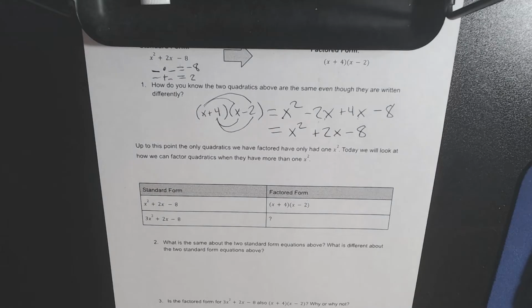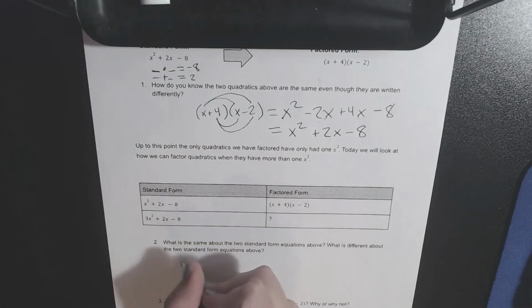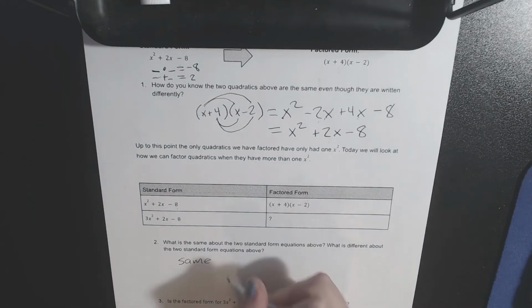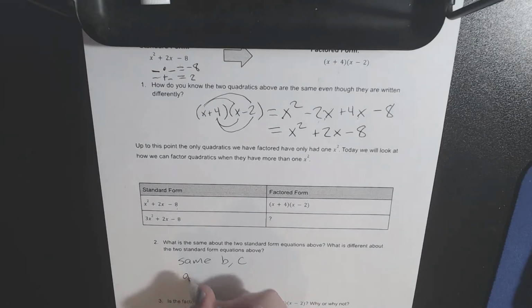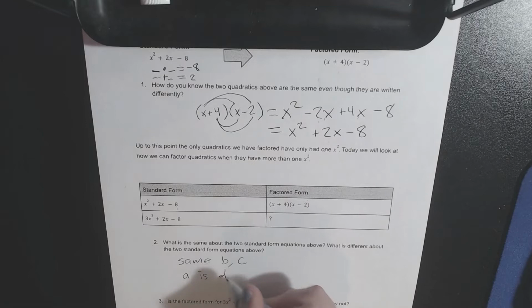So if you look at how these equations are the same and different, well, they both have the same number of x's, they both have the same constant term on the end, they have the same b and c, okay? But then what's different in that second equation, right? There's that a that's 3. So a is different for that second equation there.